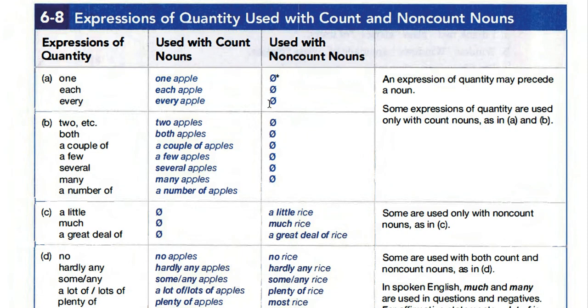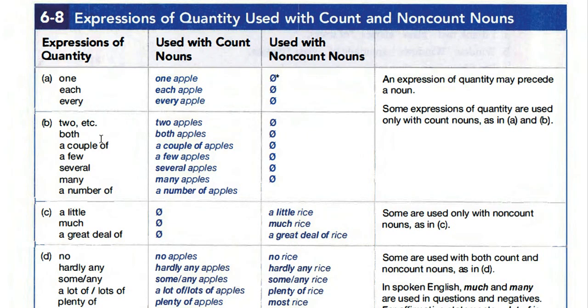Used with non-countable, no, nothing. So here, one apple, each apple, every apple, an expression of quantity precedes a noun. So you can see directly how one precedes a noun, how each precedes a noun, how every precedes a noun. There is no problem with it.